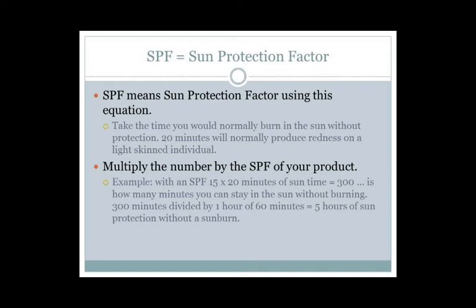So if you take the time you'd normally burn in the sun without protection, say it was 20 minutes, okay, 20 minutes will normally produce redness on a light-skinned individual. Then if you multiply it by the SPF of the product, it tells you how many minutes you can now stay in the sun without burning before you have to reapply that sunscreen. So if you've got an SPF of 15 and you can stay in the sun for 20 minutes, then the total time you can stay in the sun is now 300 minutes. Okay. If you want to know how long that is in hours, you would have to divide it by 60, and that tells us that we could stay in the sun for 5 hours.